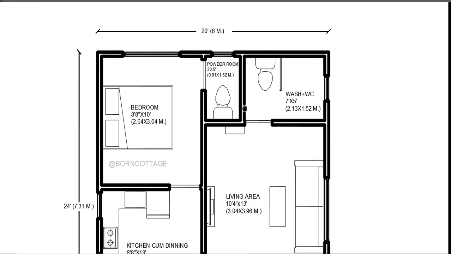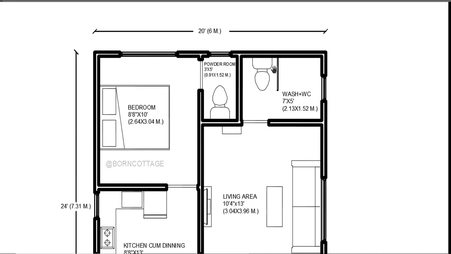If we go on the right side, we have a common use washroom plus water closet. You can see here the wash basin, water closet and the shower area, and we have a ventilator for ventilation of this washroom. So this is the floor plan of the house you are watching on the screen.